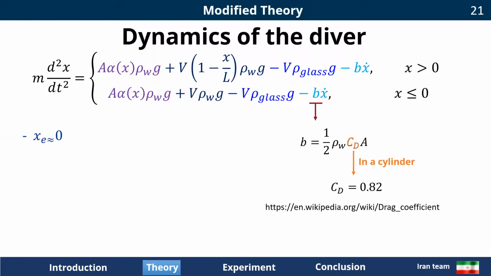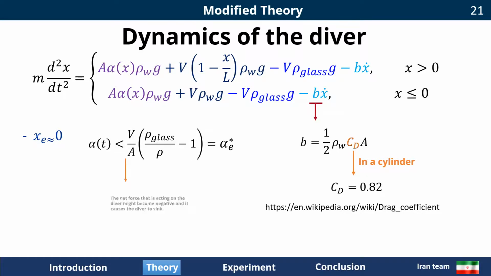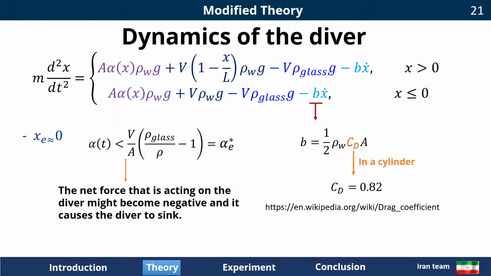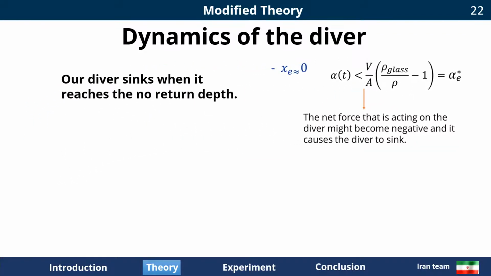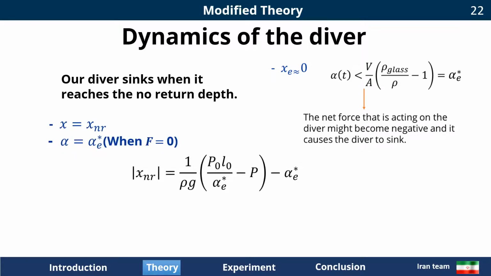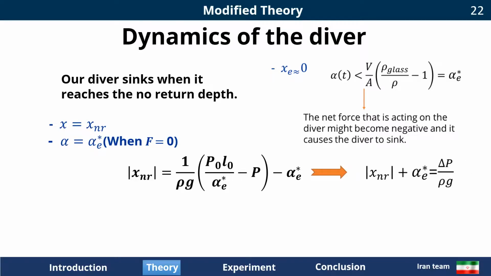Xt is approximately equal to 0, so alpha t is smaller than alpha star E, so we can write this equation, and if this equation holds, the net force that is acting on the diver might become negative and it causes our diver to sink. Our diver sinks when it reaches the no return depth. At that depth, x is equal to Xnr, and alpha is equal to alpha star E, so we can write this equation to calculate Xnr, and if we simplify that, we will reach this equation that we are going to investigate in our experiments.